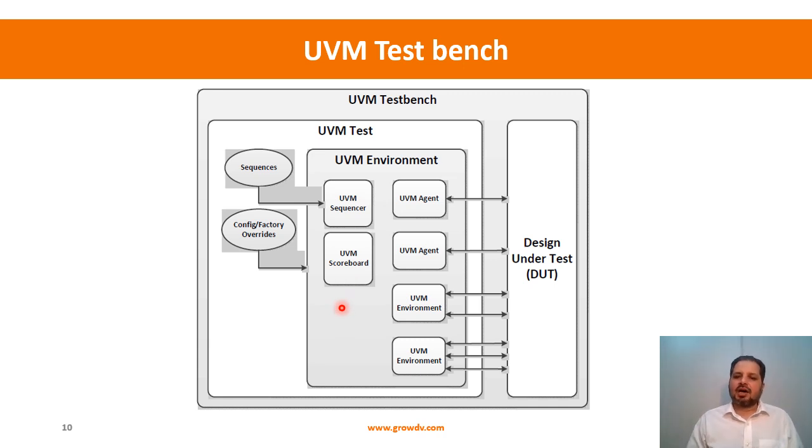Coverage monitors will cover it, and then the scoreboards will store the stimulus that is generated as well as the responses that are seen, match them up and tell you whether it is passing or failing. How long the test should run is controlled by the objection mechanism.